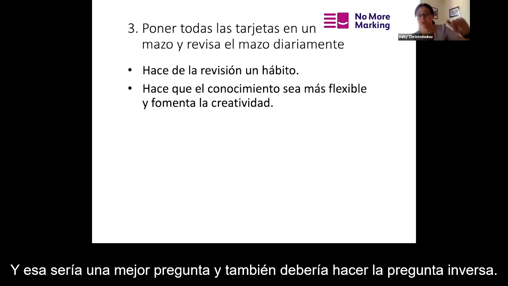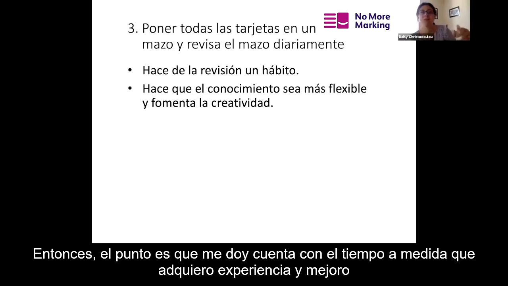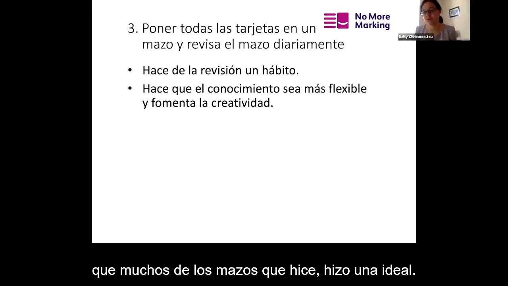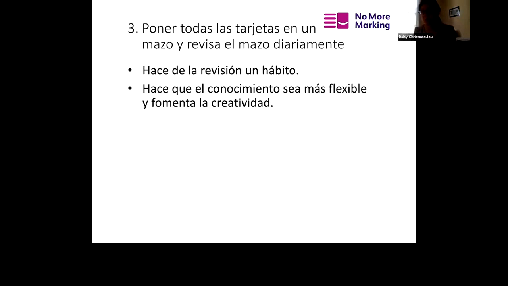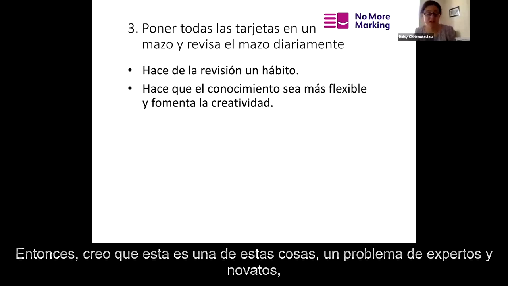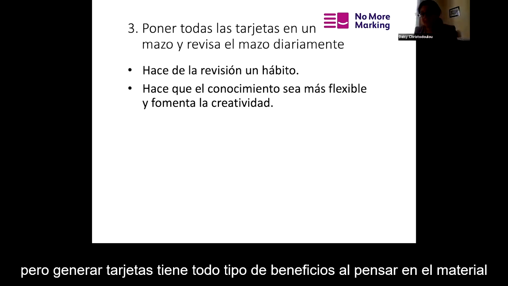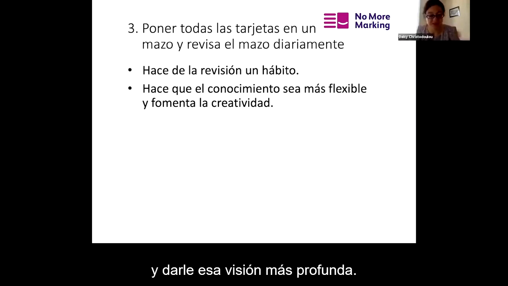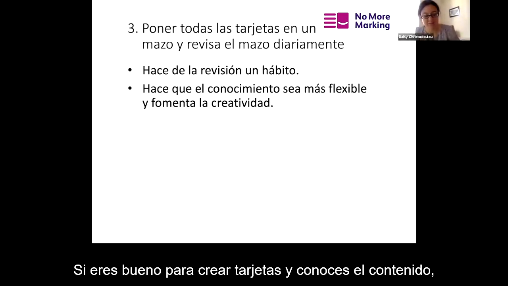And I should also ask the reverse question. So the point is, I'm noticing over time as I gain experience and get better, that a lot of the decks I created weren't ideal. I think it's a bit of a challenge to expect students to do that really well to begin with. It's a bit of the novice expert problem: generating flashcards does have all kinds of benefits of you thinking through the material and giving you that deeper insight if you're good at creating flashcards and you know the content.